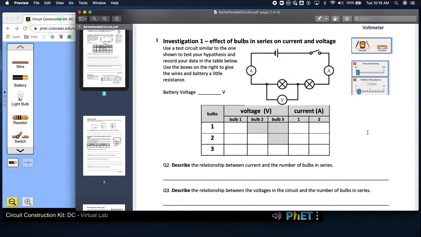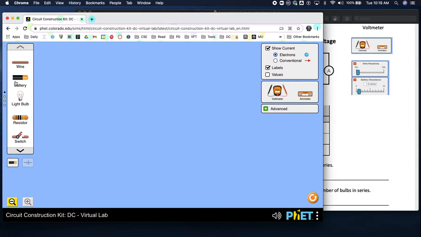We are talking about Investigation 1, the effect of bulbs in a series on current and voltage. Use a test circuit similar to this one to test your hypothesis and record your data in the table below. Use the boxes on the right to give the wires and battery a little resistance. Okay, so I first need to make a circuit that looks like this. So that's what I'm gonna do.